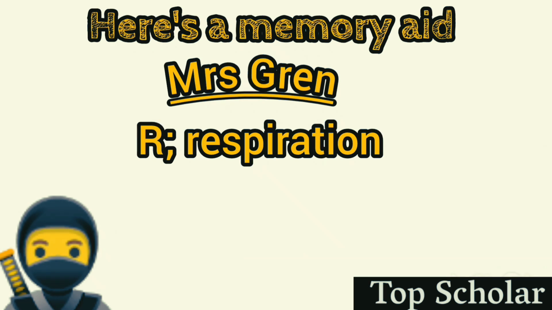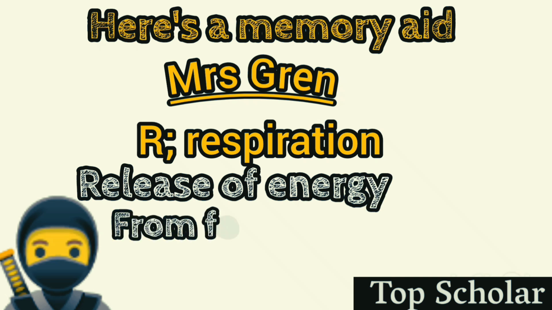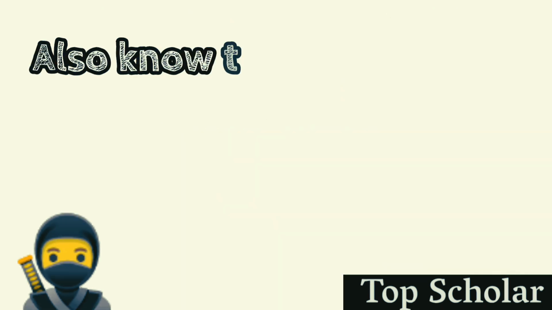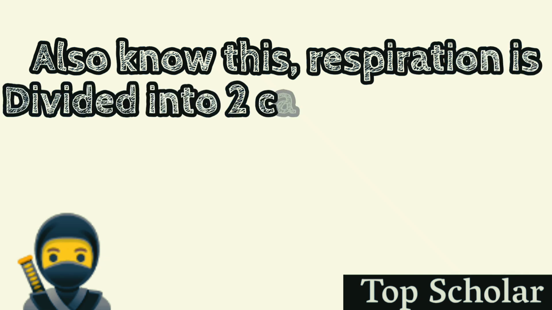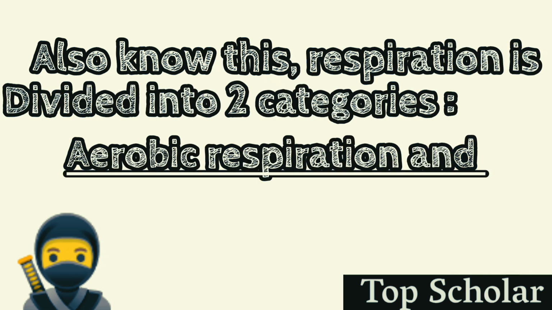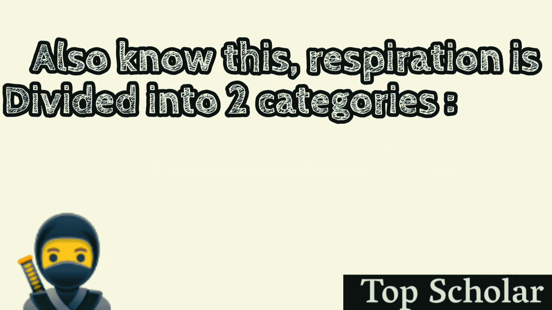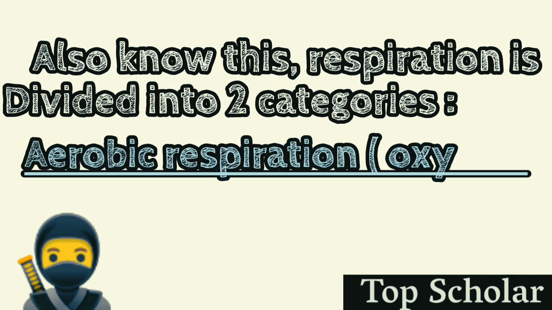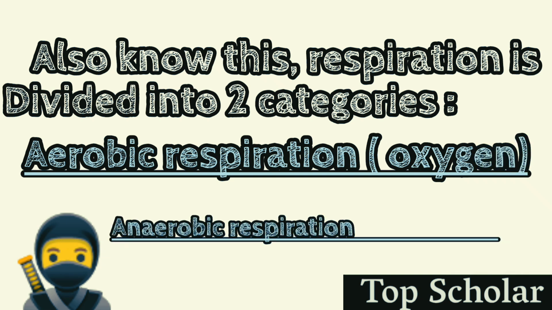Let's go to R, respiration. Respiration is the release of energy from food substances inside living cells. Also know this, respiration is divided into two categories. We have aerobic respiration and anaerobic respiration. Aerobic respiration is a type of respiration that involves oxygen, and anaerobic respiration is the type of respiration that doesn't involve oxygen.